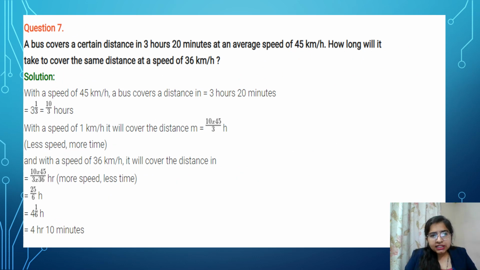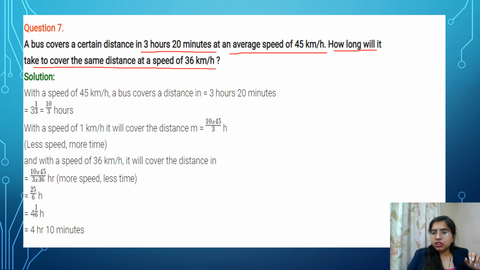A bus covers a certain distance in 3 hours 20 minutes at an average speed of 45 km per hour. How long will it take to cover the same distance at a speed of 36 km per hour? So what's the question? With 45 km per hour speed, a bus can cover the distance in 3 hours 20 minutes.